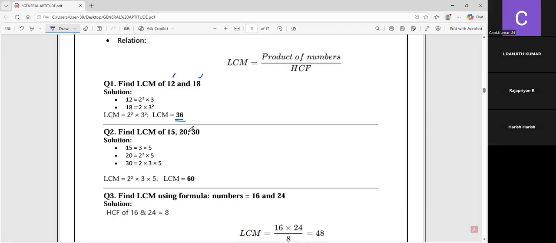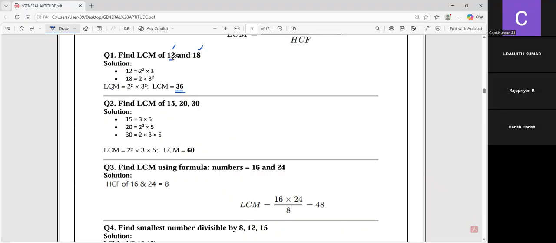Very next problem. Here only two numbers were given, but in the third problem, three numbers are given: 15, 20, 30. The 15, I'm going to write like this: 3 into 5. 20 is 2 power of 2 into 5. 30 is 2 into 3 into 5. See the first one, there is no 2 there. So on the HF, one number should be present in all three.